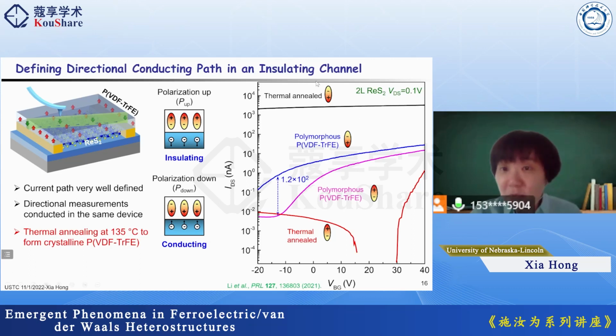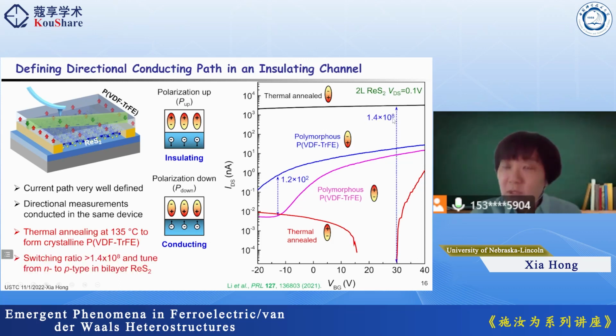Here you can see that after thermal annealing, we can have a giant change of the channel conduction. We observe the on-off ratio up to 1.4 times 10^8. Note even a larger effect is expected when the gate voltage is between 15 volts and 30 volts, but the current of the off state is too low that we cannot measure. And above 30 volts, we can actually change the channel from electron doped to hole doped. So this means we can write a PN junction in this device.